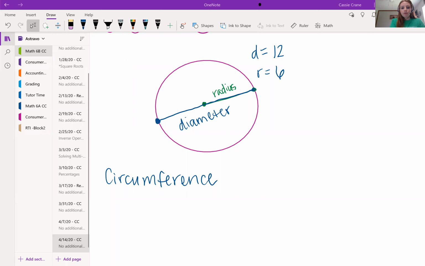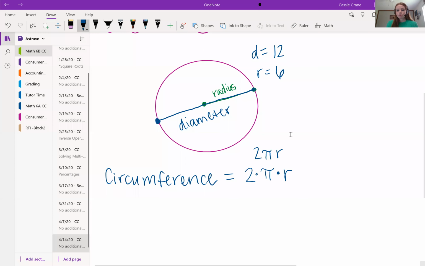Okay, so there's a formula that we use to find circumference, and that formula is equal to 2 times pi times the radius. That's the same thing as just saying 2 pi r, because remember, if your terms are right next to each other without anything between them, it's understood multiplication. So 2 pi r, 2 times pi times radius. So if we know the radius, we can find the circumference of any circle.